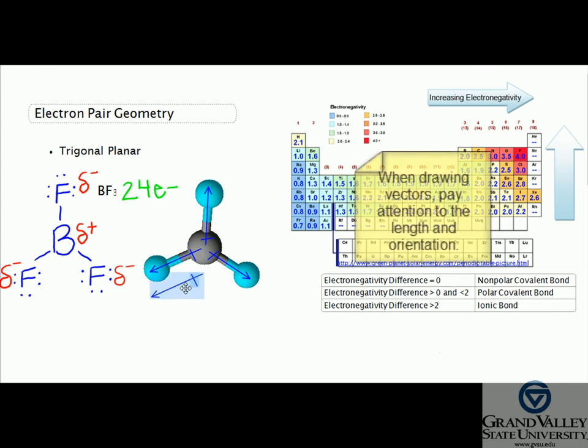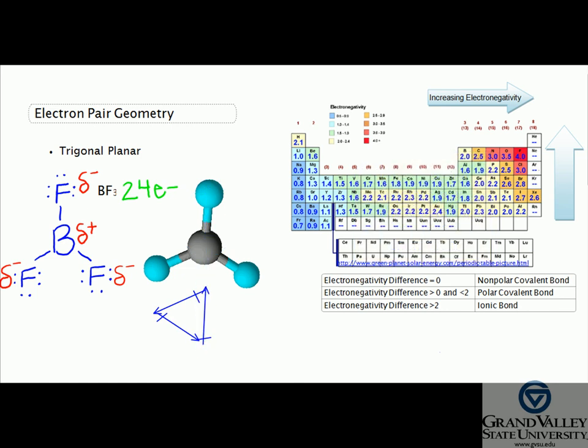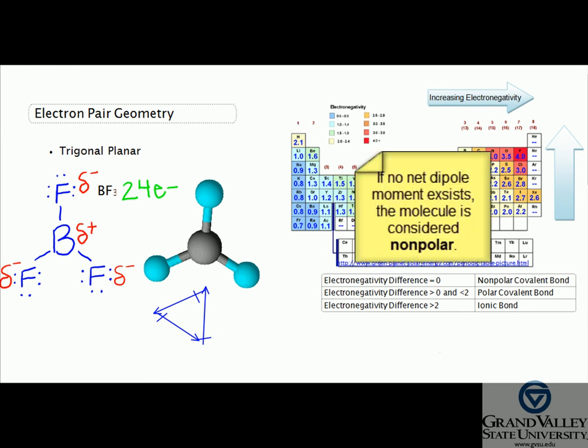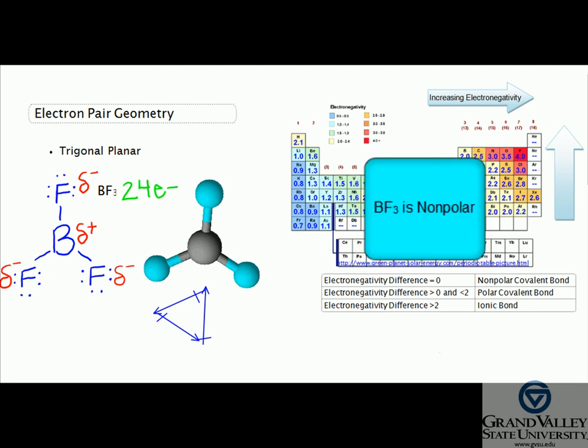Begin by drawing the first vector, paying attention to the length and the orientation. Then, continue by drawing the second vector, starting from the head of the previous vector. Continue to draw vectors until all are used. If the head of the final vector is located at the tail of the first, then no net dipole moment exists, and the molecule is considered nonpolar. As the bond dipole moments cancel, BF3 is nonpolar.